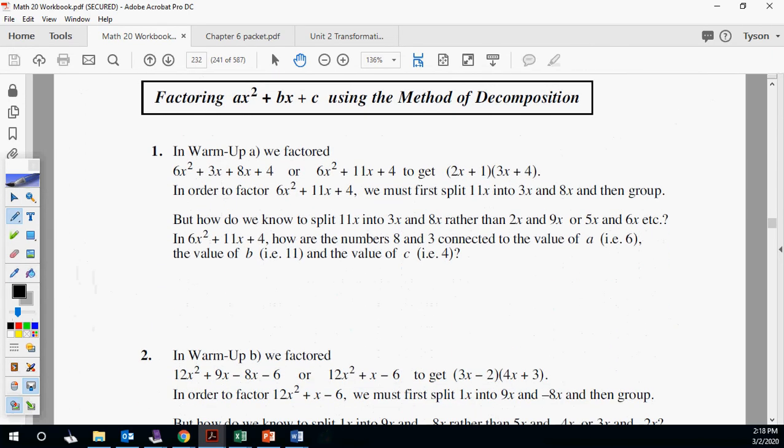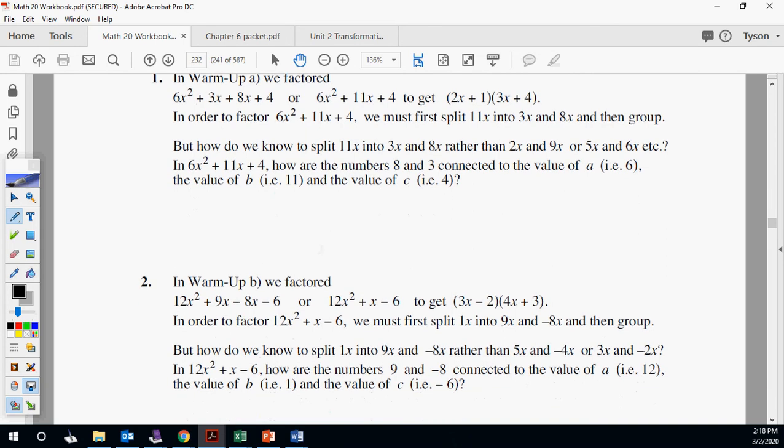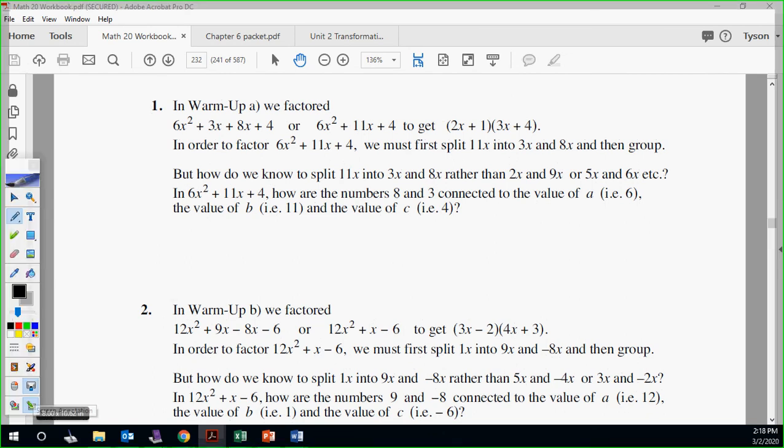factoring a squared plus bx plus c using the method of decomposition. In the warm-up, we multiplied that out, and we got what it looked like in terms of its binomial factors versus its trinomial. But how do we know how to split 11x into 8 and 3, and 2 and 9, and 5 and 6, etc.?